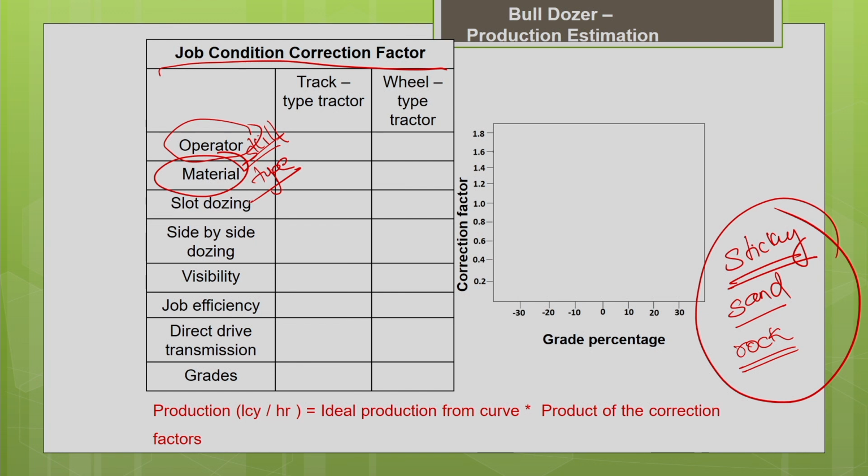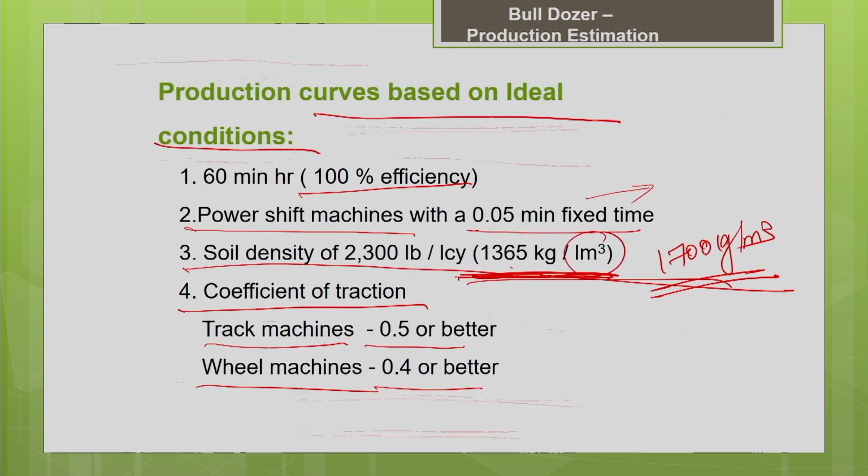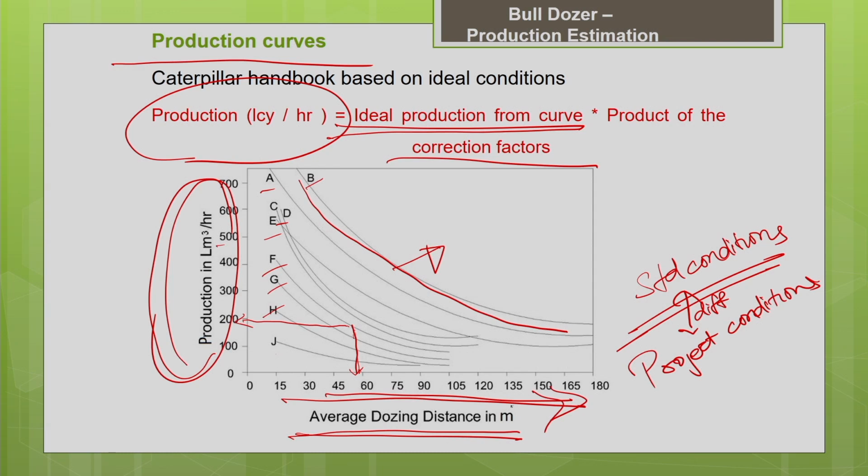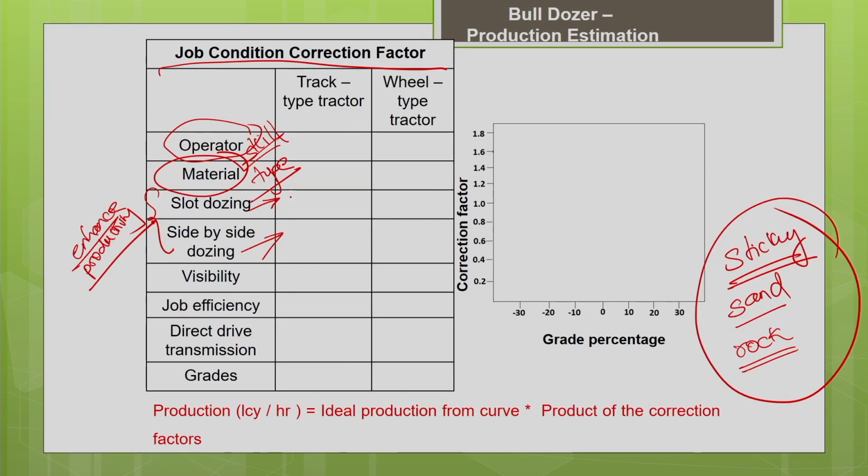Then if you are going to adopt some productive dozing methods like slot dozing or side-by-side dozing, that's what we discussed earlier. These productive methods will enhance the productivity by reducing the end spillage. So in this case, it's going to be better than your ideal condition. Whatever values we have chosen from this curve, your values should be better than this because you have adopted the slot dozing or side-by-side dozing method. So in this case, your correction factor will be greater than 1, because your productivity will be increasing.